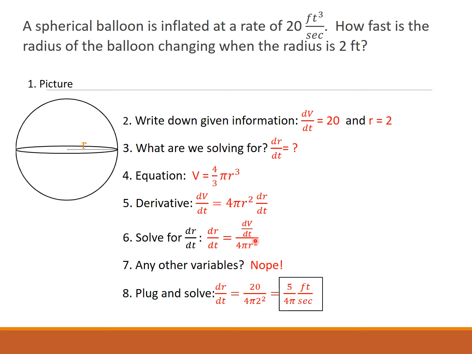Here they gave us r, and they gave us dV/dt. And then 4 is a constant, and pi is a constant. So perfect, let's just plug it in and solve for what our dr/dt is. We're going to get 20 on top, 4 pi times 2 squared on the bottom. So this 4 is going to cancel with one of the 4's up here with the 20, and then just give us a 5 on top. So we're going to get 5 over 4 pi feet per second. Perfect.